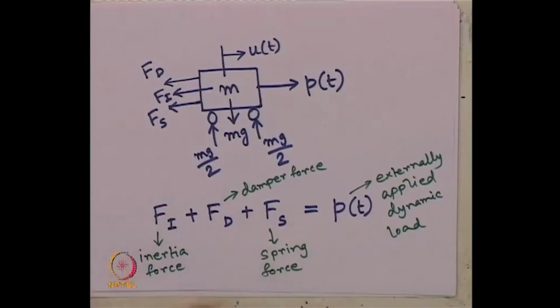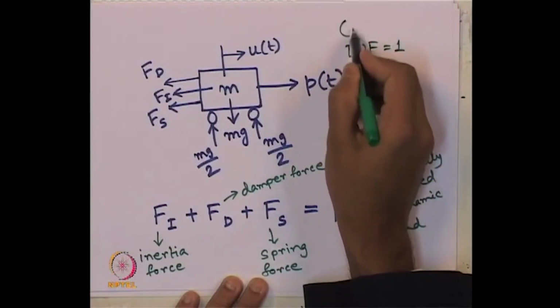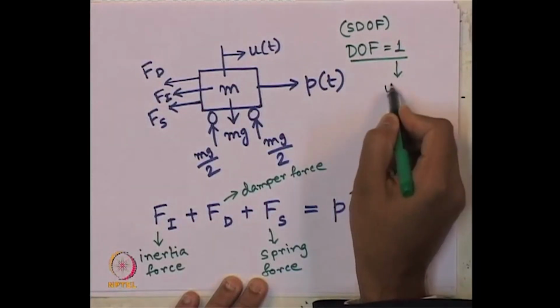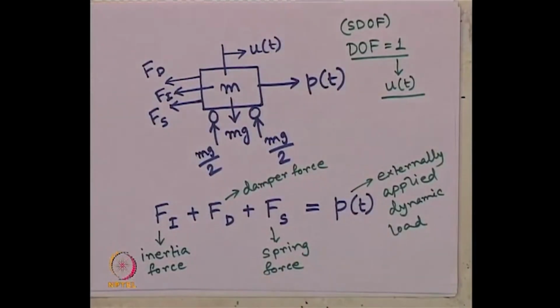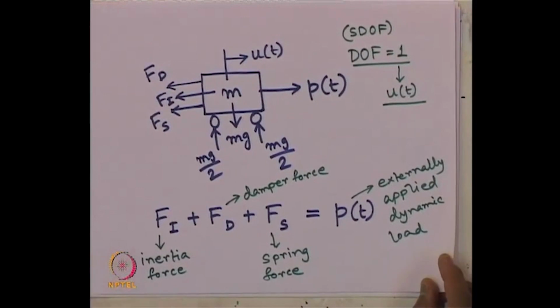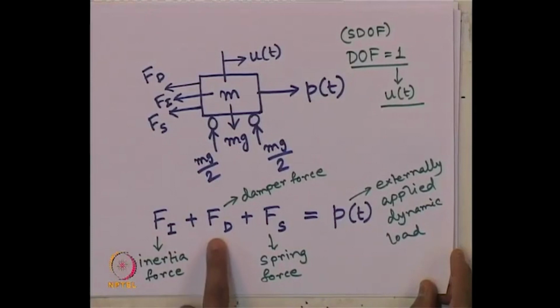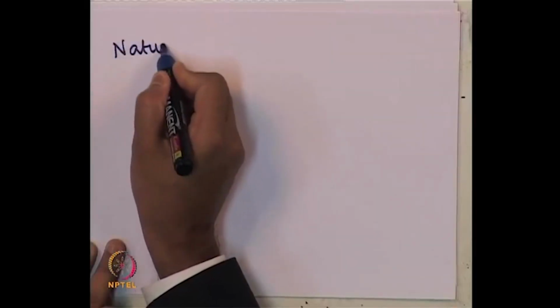In this case it is a problem of degrees of freedom 1. So, that is why we have a single degree of freedom system, which we have already defined, and that degree of freedom is nothing but u of t, that is, we should know the displacement at any point of time, which is the minimum coordinate required to define its position at any time. Now, let us look at the nature of each of these forces. So, first let us take the nature of inertia force.